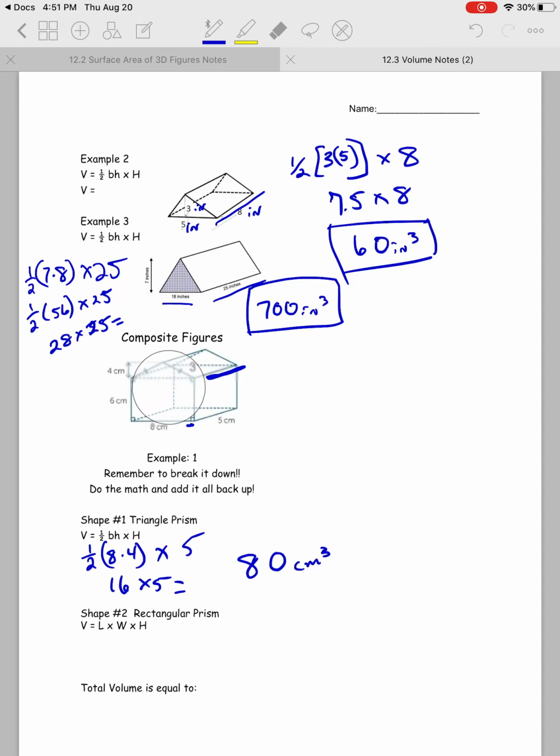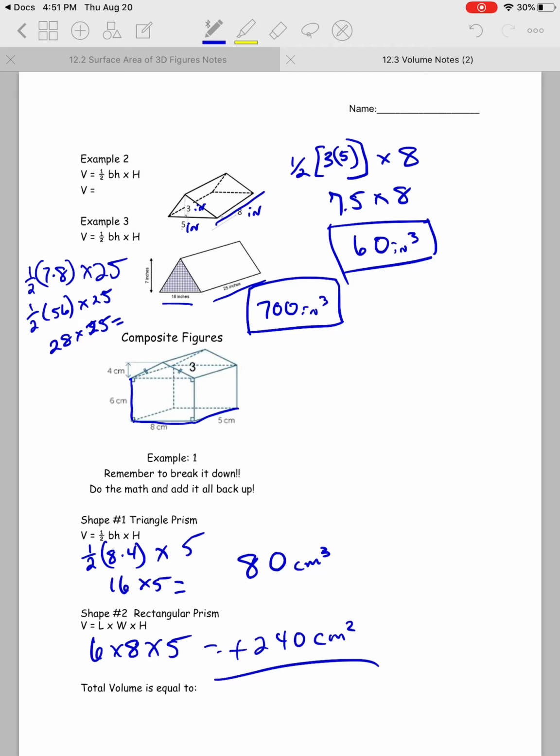Now let's do the bottom. It is length times width times height. So we got 6 times 8 times 5. 6 times 8 times 5 gives you 240 centimeters cubed. Now we're simply going to add those two measurements up. And that is 0, 2 carry the 1, 320 centimeters cubed. The total volume is 320 centimeters cubed.